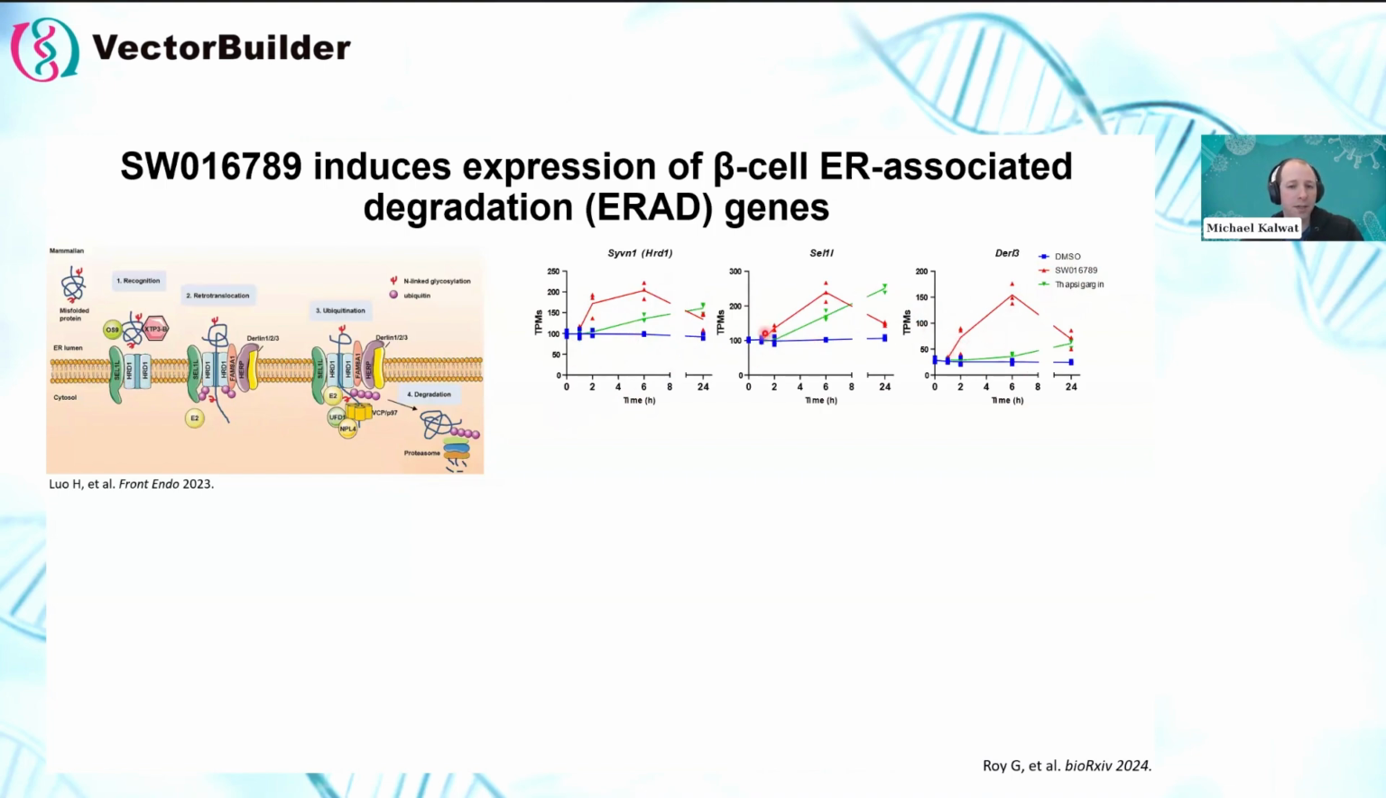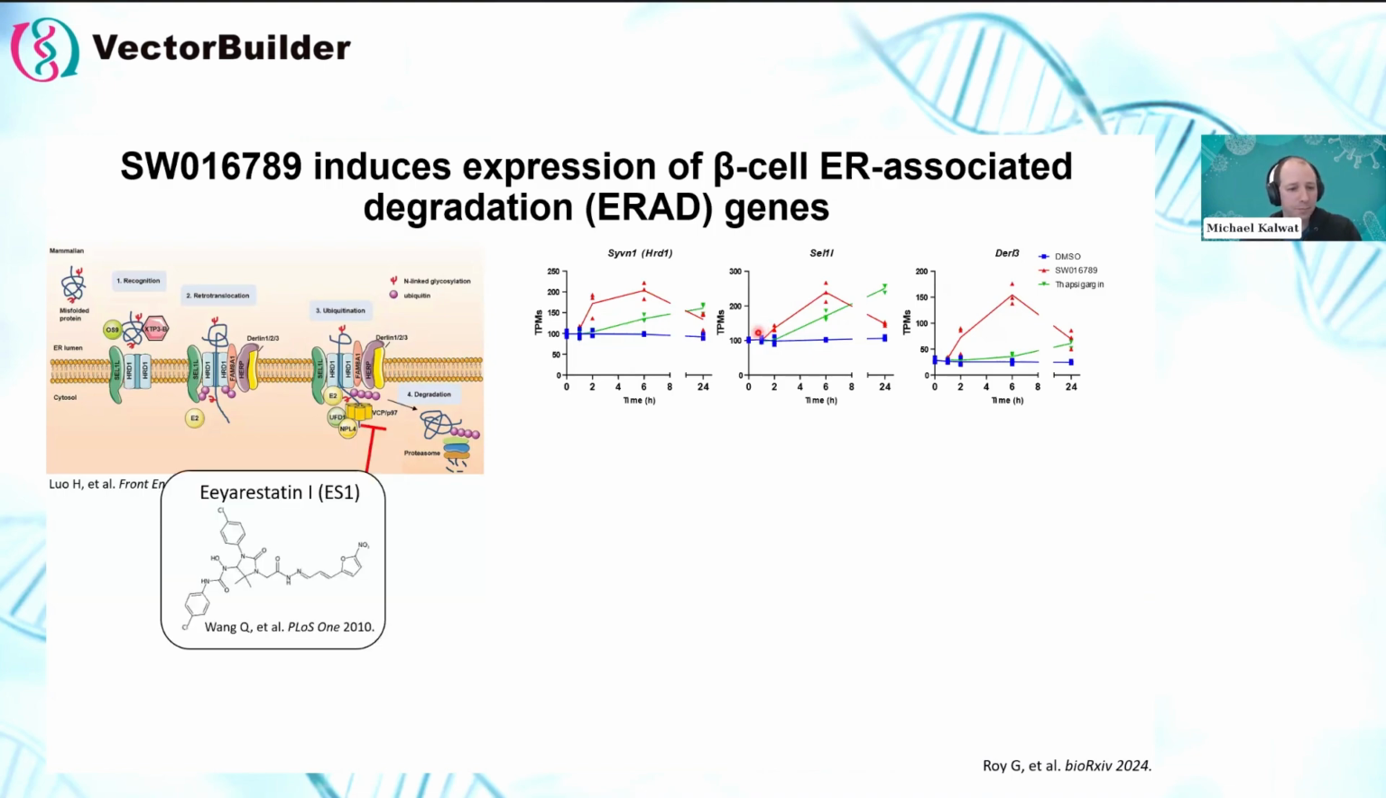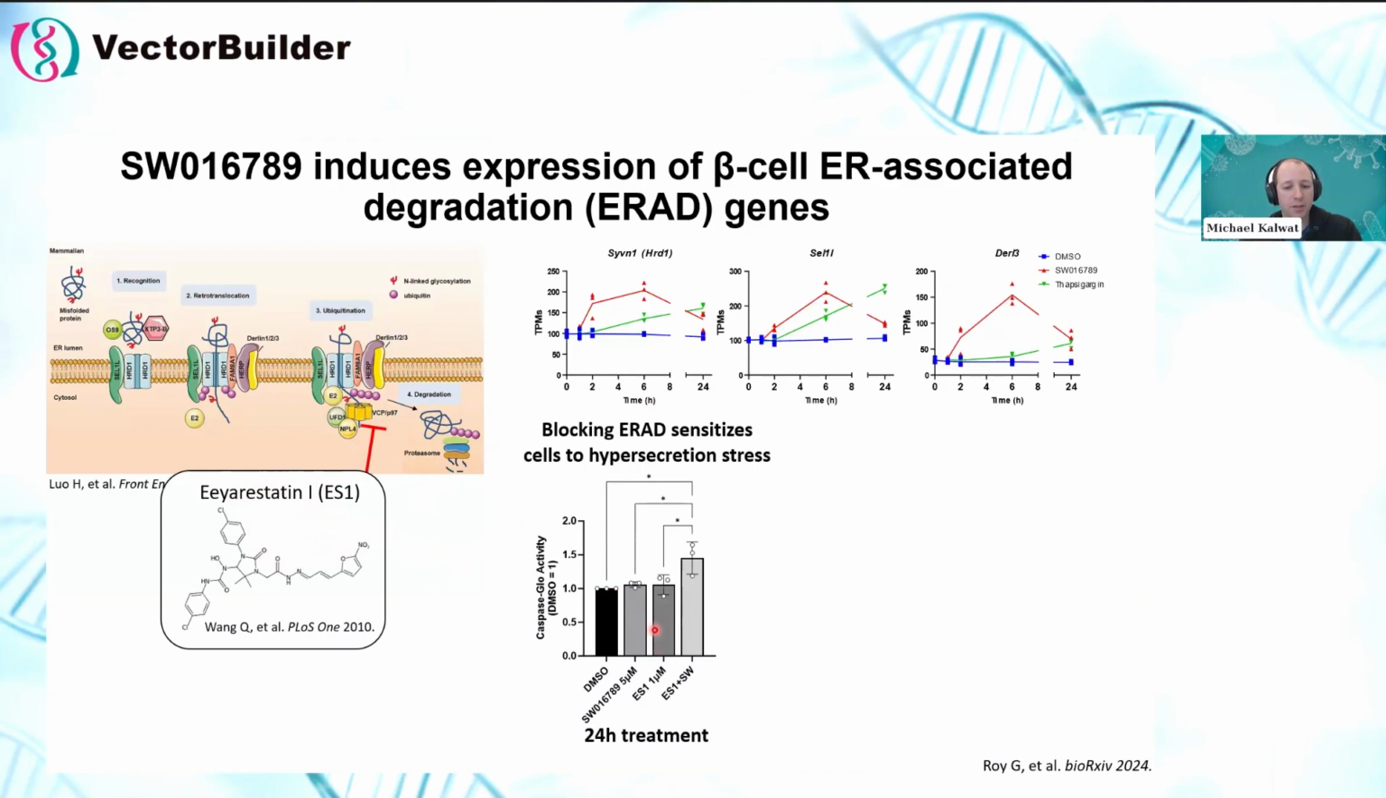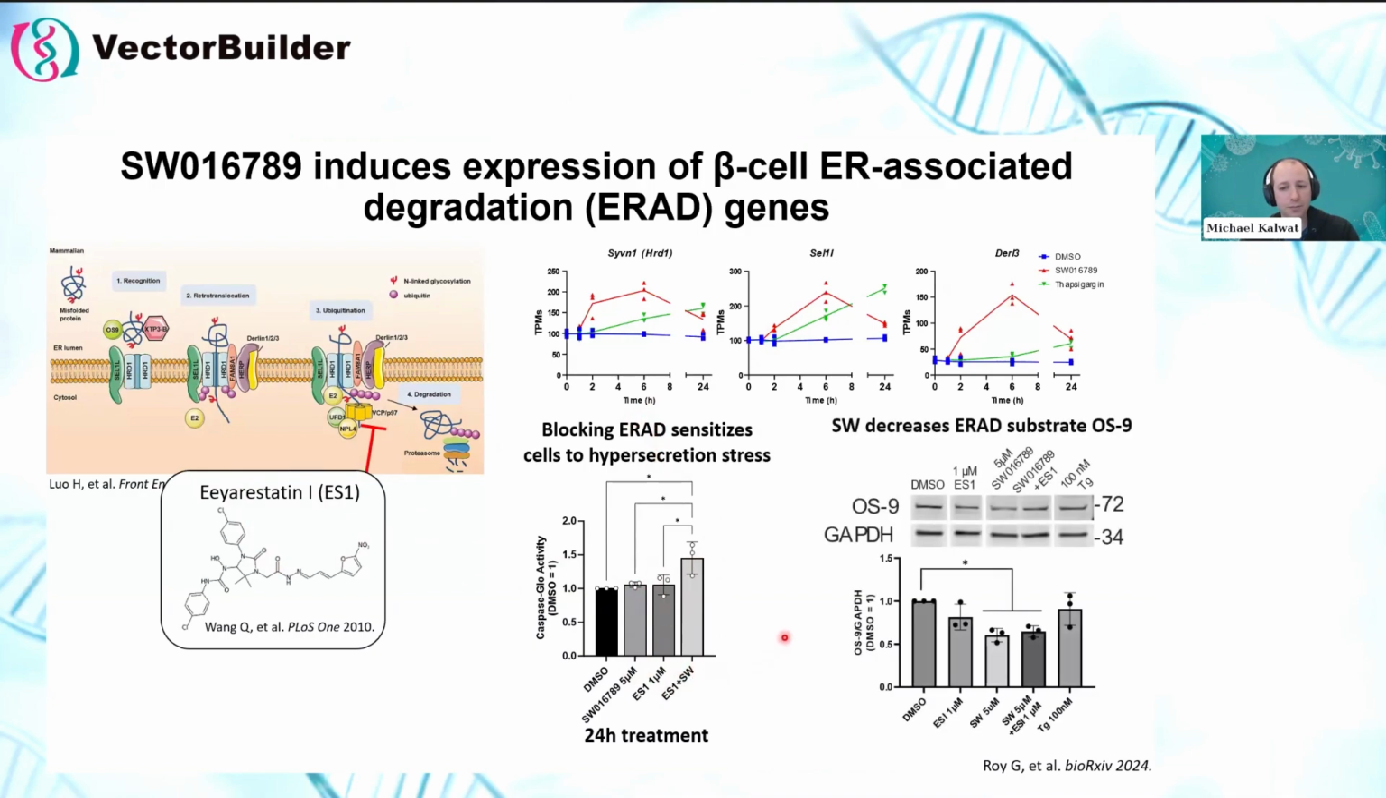So we wondered whether this ERAD pathway was responsible for beta cells' ability to adapt to the stress and survive and not go through apoptosis. So we took advantage of an inhibitor of this ERAD pathway called Eeyarestatin-1. And if we co-treated cells with this Eeyarestatin-1 compound and our hypersecretion inducer, we could potentiate the cell death. Normally with either one of these compounds at these doses, there's no increase in caspase activity. But if you combine them, there is a detectable increase in caspase activity, suggesting that ERAD might be helping the cells survive the hypersecretion stress.